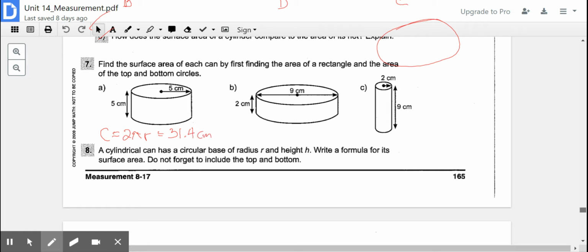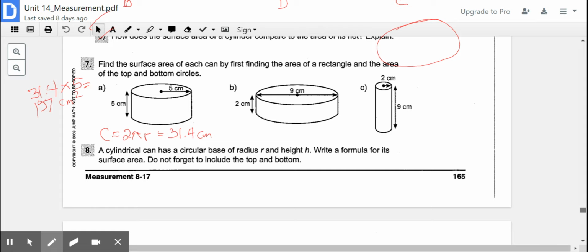So the area of the rectangle on the cylinder is going to be, I need some extra space, I'll work over here, 31.4 times 5. Use my calculator to find that the area of the rectangle is 157 centimeters squared. Now I also need to find the area of the top and the bottom.